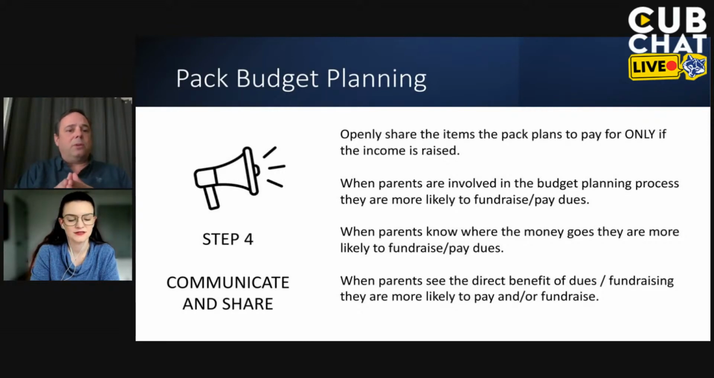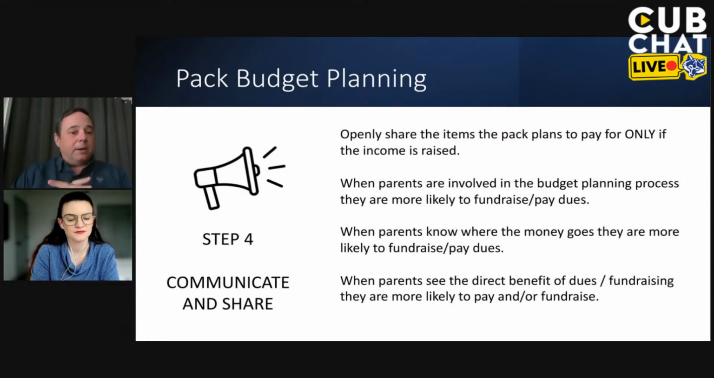And that's why I think step 4 is so critical, that you communicate and share that budget, the financial plan of the PAC. And then when parents see that direct benefit of paying dues or the fundraising, they're more likely to pay and or to fundraise, right? So again, building that connection.